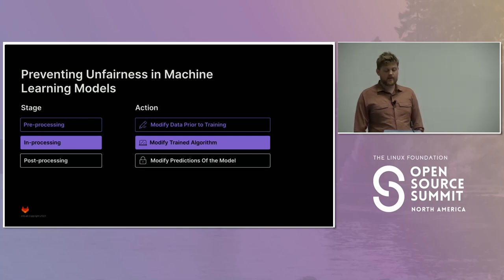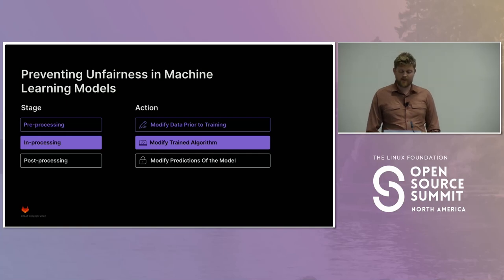Post-processing methods change the predictions made by models without adjusting the data or algorithm. One approach is to have different thresholds for privileged and unprivileged groups, which can help achieve fairness in certain solutions. Ultimately, the goal of fairness considerations is to detect and eliminate fairness-related harms in machine learning models.